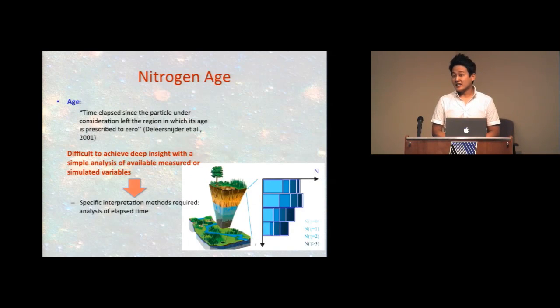The nitrogen age study is currently my research topic. The typical definition of age is the time elapsed since the particle under consideration left the region in which its age is prescribed to be 0. As you know, due to the complexity of the nutrient cycle, it might be difficult to achieve profound insight with a simple analysis of available measured or simulated variables, thus a specific interpretation method is required, one of which is analysis of elapsed time.